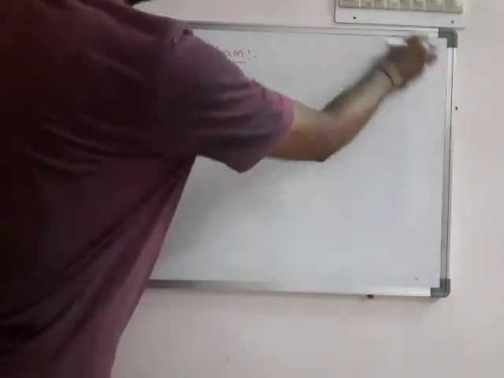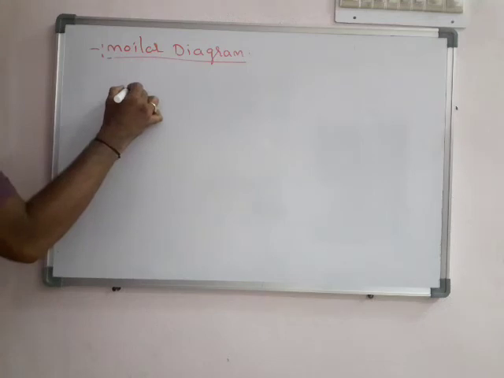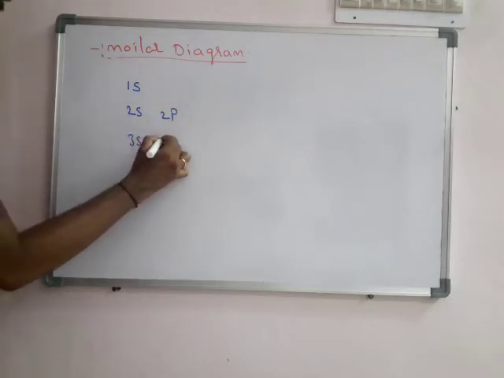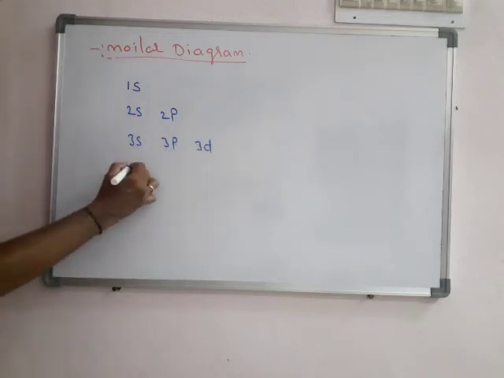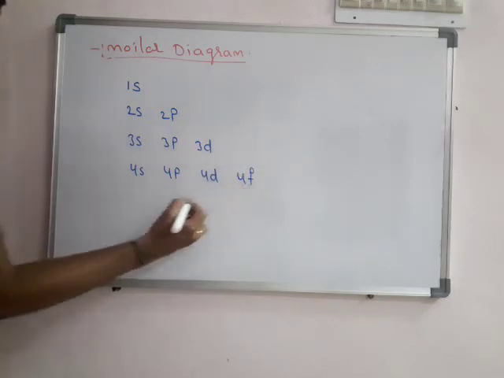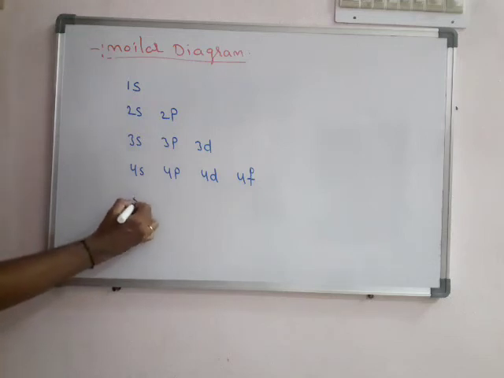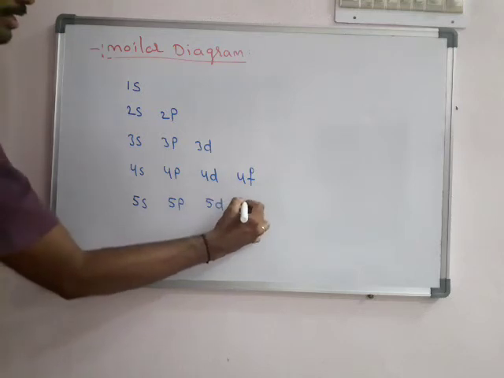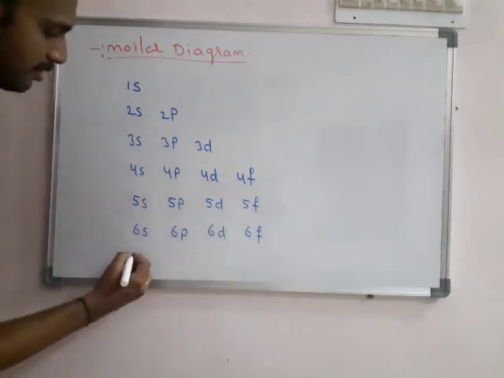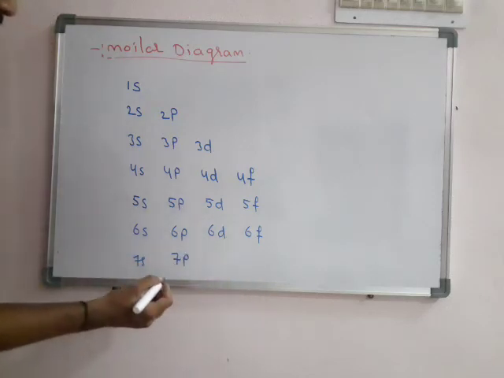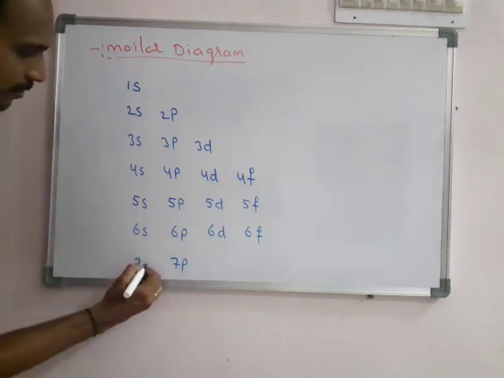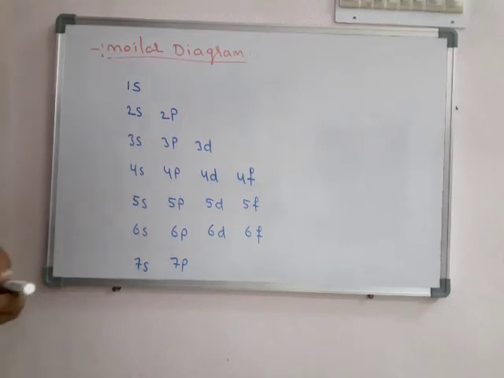You have to write the notes here only, we don't send the copy for this. First 1s, next 2s, 2p, next 3s, 3p, 3d, 3 subshells. Next 4s, 4p, 4d, 4f is also there. Next 5s, 5p, 5d, 5f, 6s, 6p, 6d, next 7s, 7p. Up to this it is okay. Some more levels are also given, but our requirement is very small.